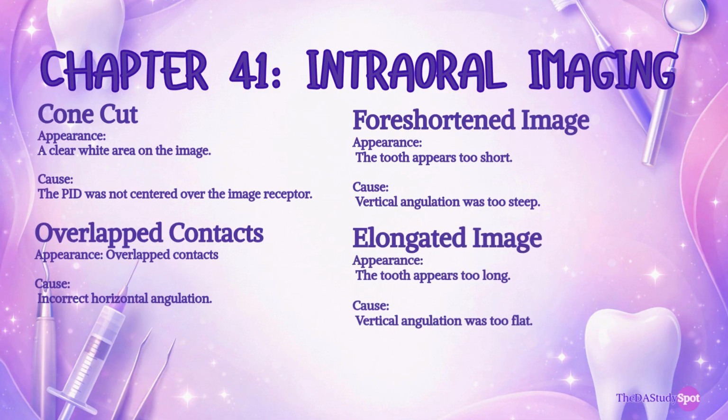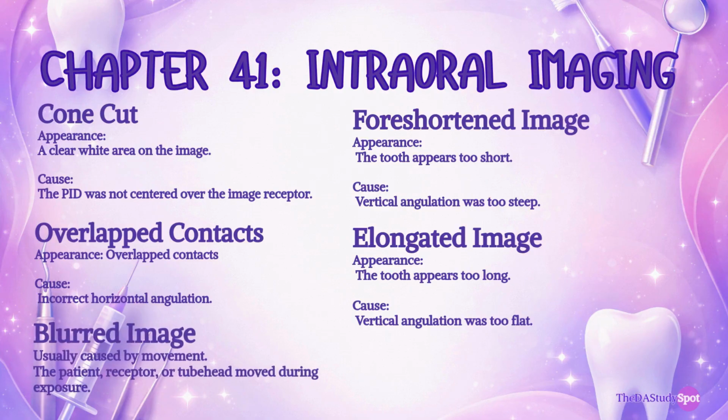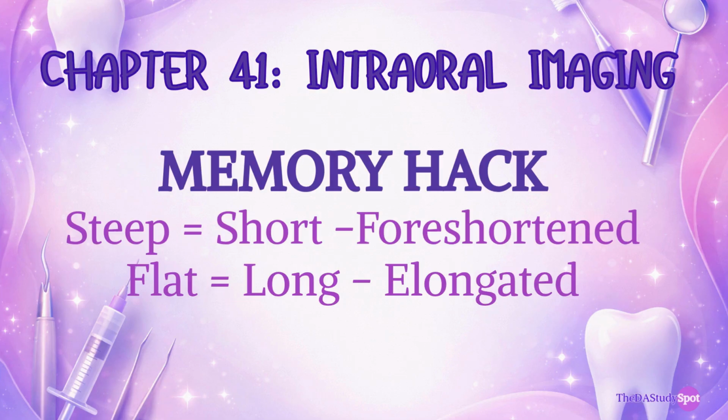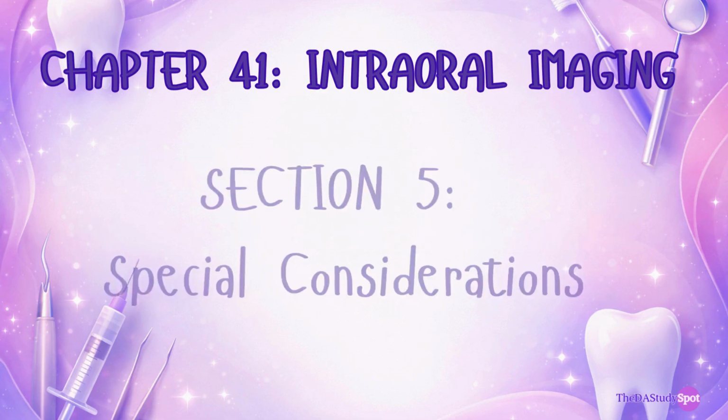Elongated image. Appearance, the tooth appears too long. Cause, vertical angulation was too flat. And a blurred image, which is usually caused by movement. So either the patient, receptor, or tube head moved during exposure. Memory hack. Steep equals short for foreshortened, flat equals long for elongated.